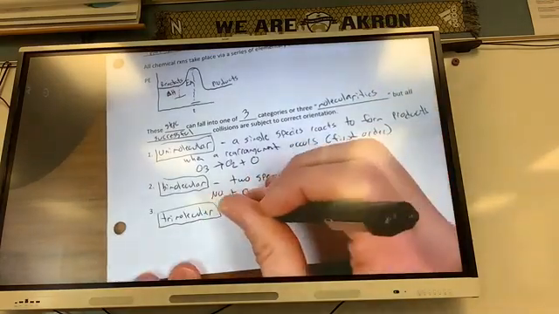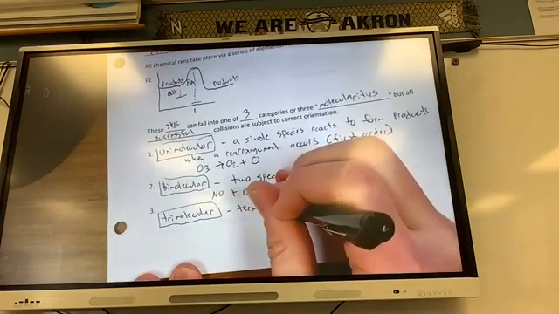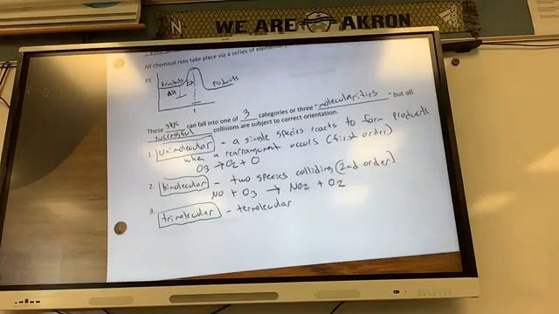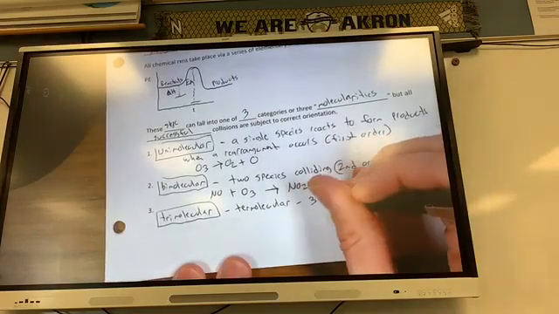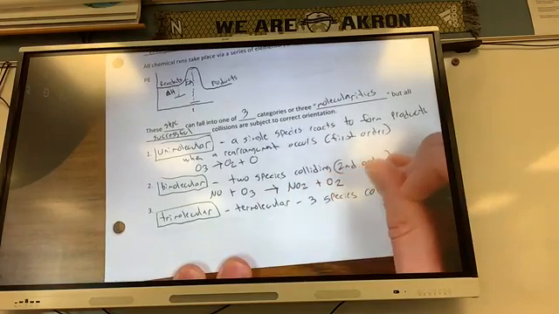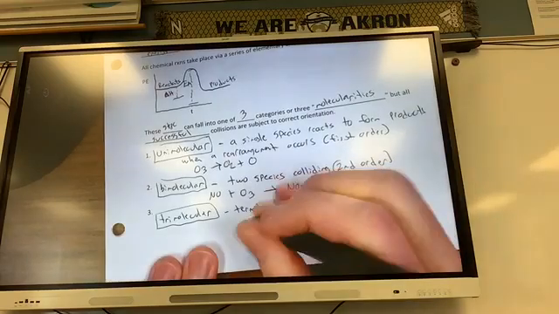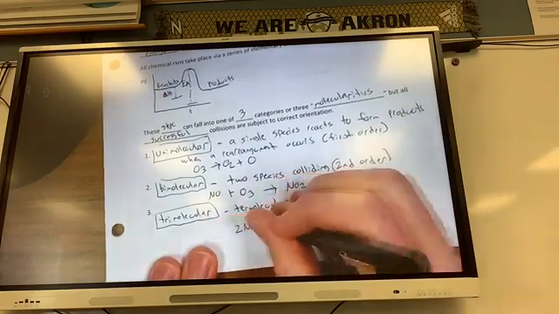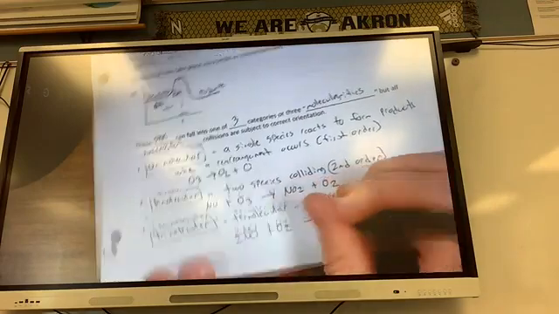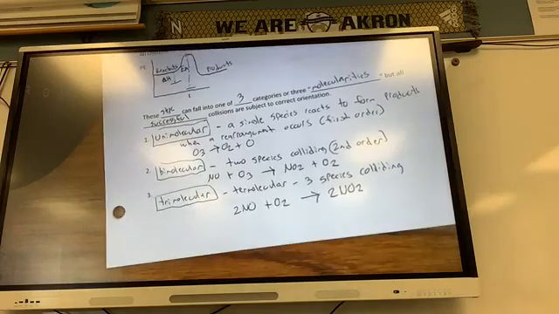Sometimes you will hear this as termolecular. That's three species colliding. And this is not going to be what you think, because here's your example. It's going to be 2NO plus O2 yields 2NO2. Do you see it?